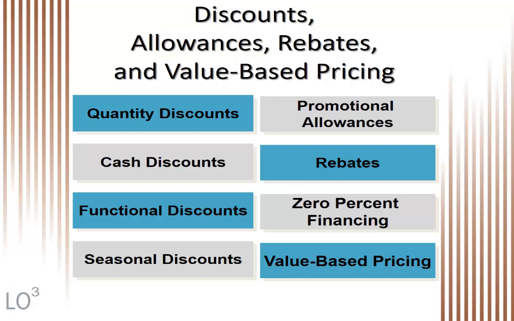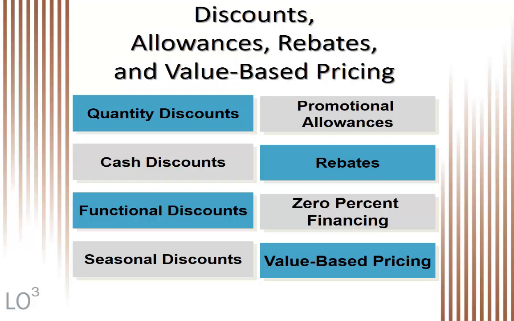The most common tactics are the quantity discount: lower prices for buying multiple units or above a specified dollar amount. Cash discount is offered for prompt payment of a bill. Functional discounts, aka trade discounts, are offered when channel intermediaries perform a service for the manufacturer. Seasonal discounts are lower prices for buying merchandise out of season.